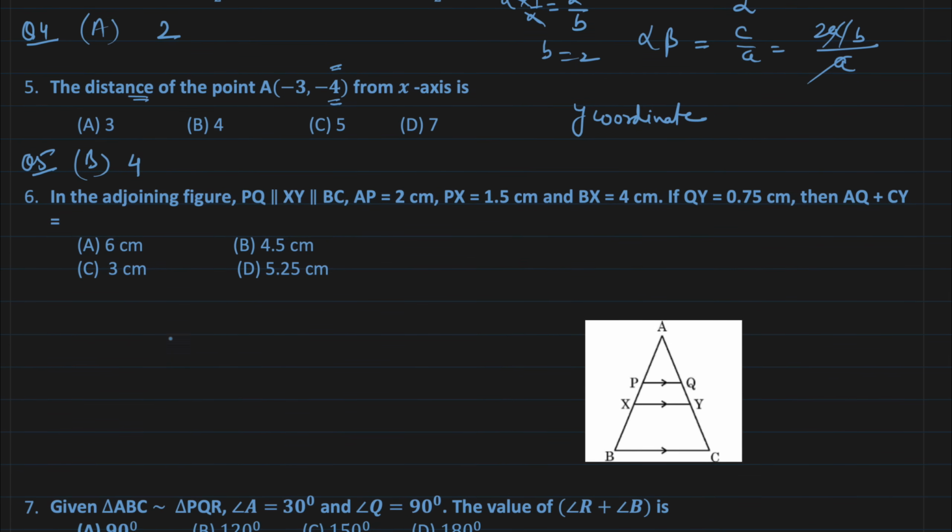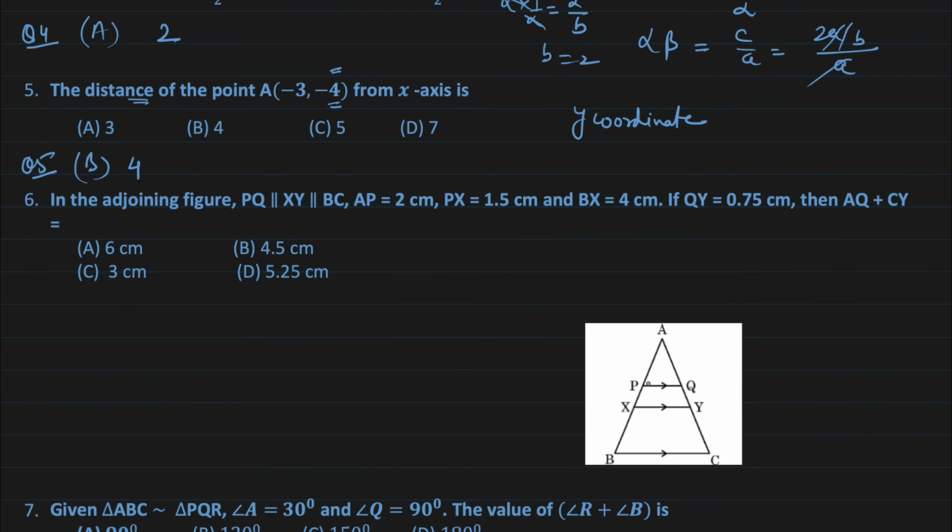Now question number 6. In this figure, PQ is parallel to XY, parallel to BC. You have been given PX as 1.5, you have been given BX as 4, QY as 0.75, AP as 2, I missed that. So now we have to find AQ plus CY. So let's say AQ, I'll take it as x.